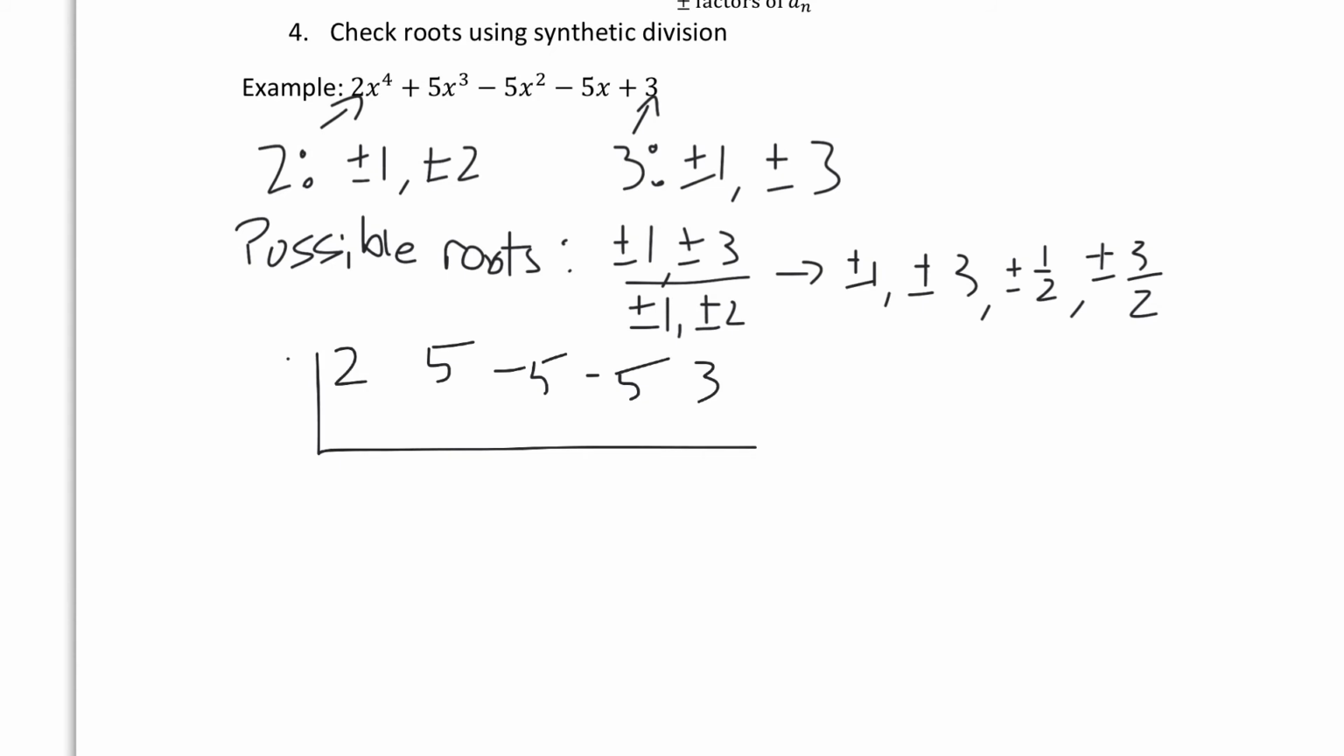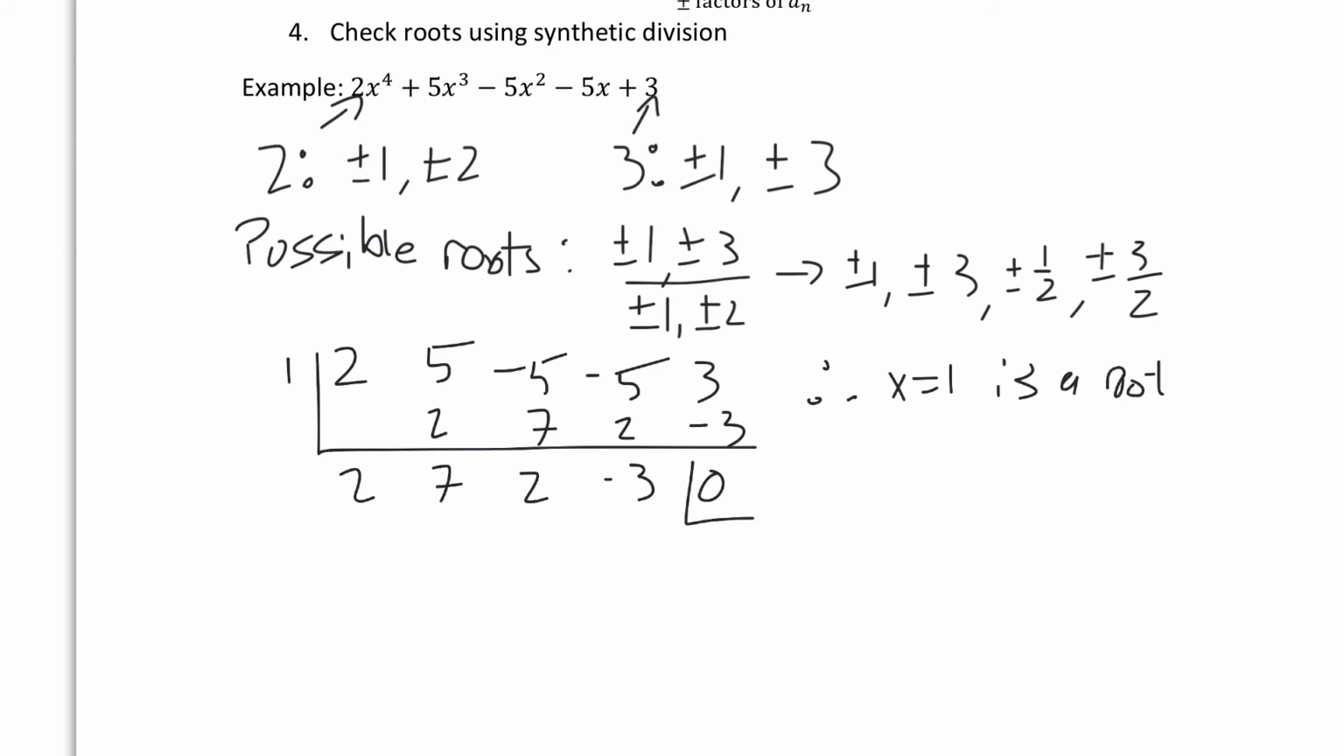And we're going to try our root of 1. So we'll get 2, 2, 7, 7, 2, 2, -3, -3. Hey, look, we got 0. So that means, therefore, x equals 1 is a root. So that's fantastic. We found one of the roots, but we need to factor it all the way. We need to keep going.